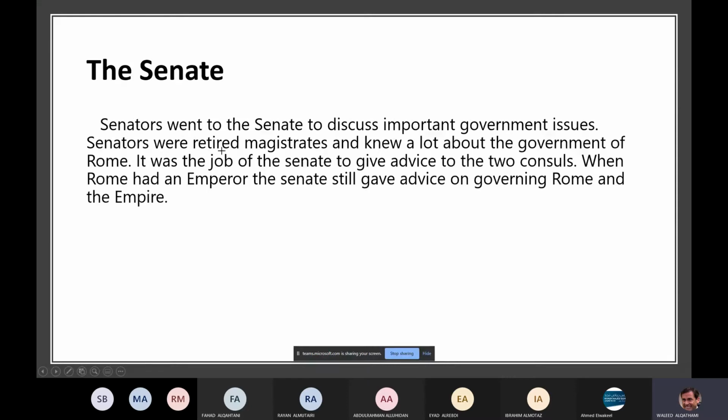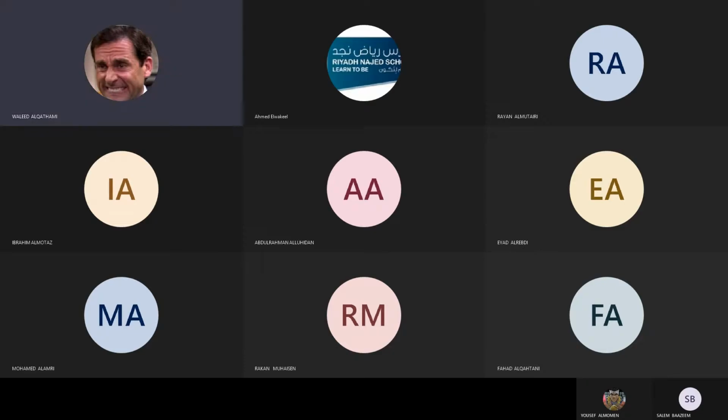The Senate. Senators went to the Senate to discuss important government issues. Senators were retired magistrates and knew a lot about the government of Rome. It was the job of the Senate to give advice to the two consuls. When Rome had an emperor, the Senate still gave advice on governing Rome and the empire. That's the end of my presentation.